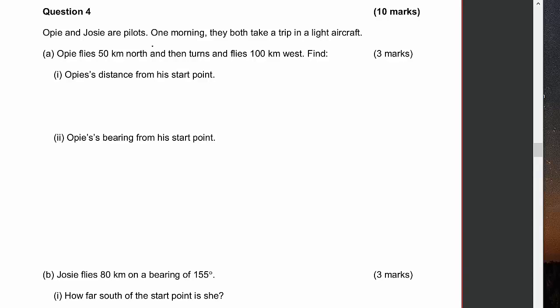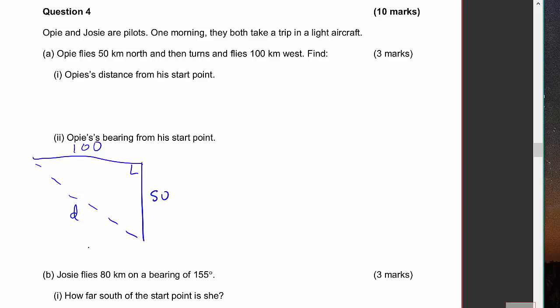Opie and Josie are pilots. One morning they both take a trip in a light aircraft. Opie flies 50 kilometers north and then turns and flies 100 kilometers west. So what's he done? He's going to go 50 this way, and then he's going to go 100 this way, and that will be a right angle.